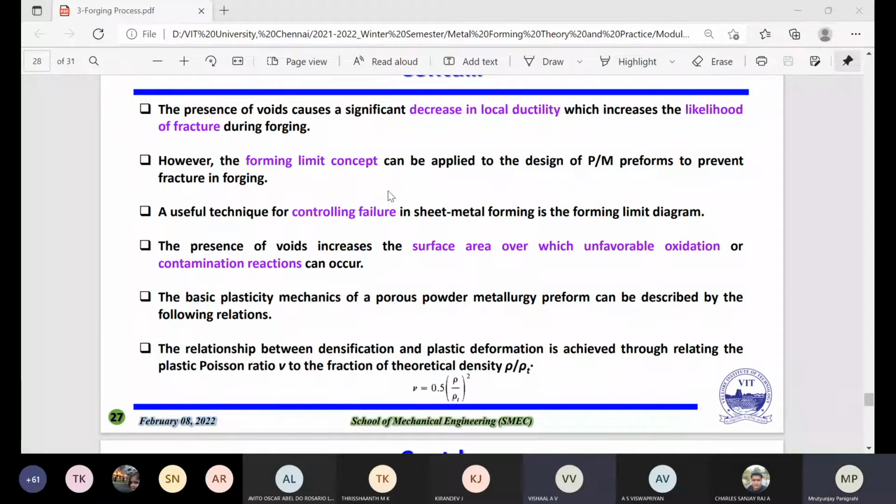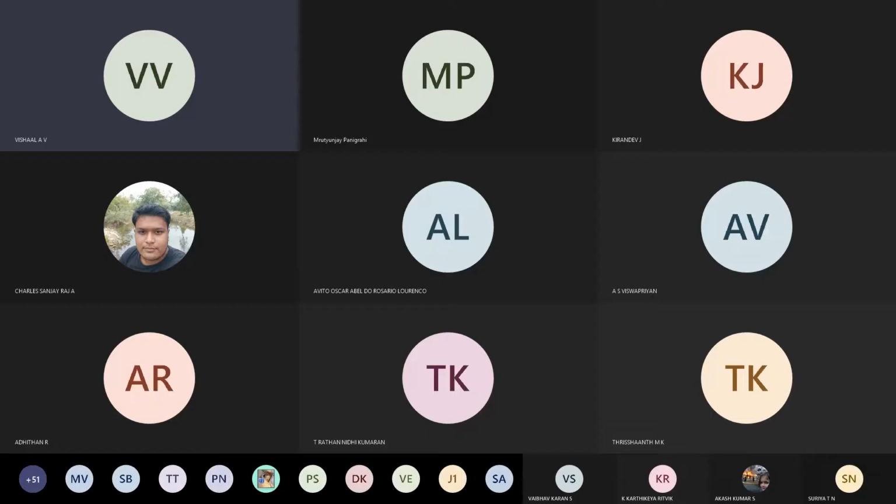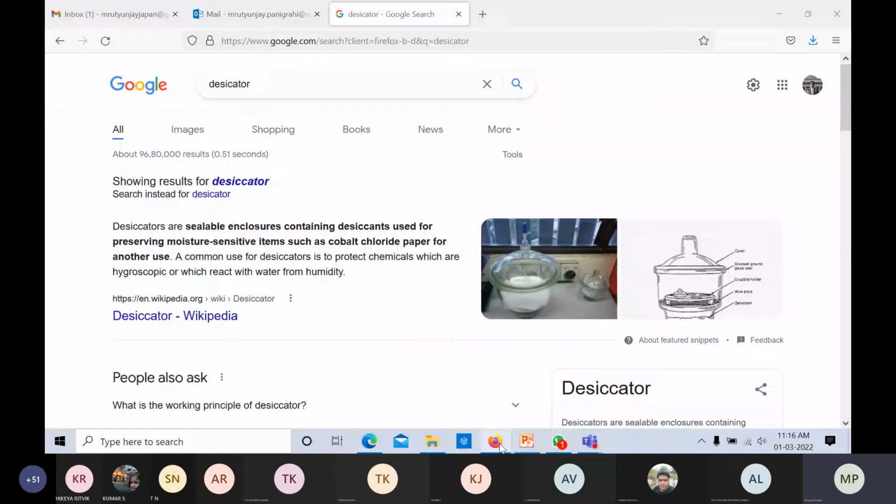Can you see my screen? Google. PDF only, sir. One second. Can you see the screen?